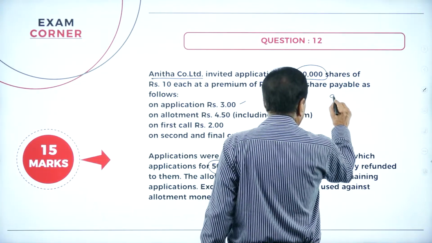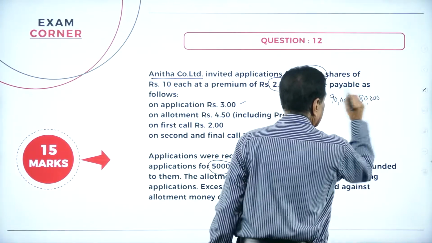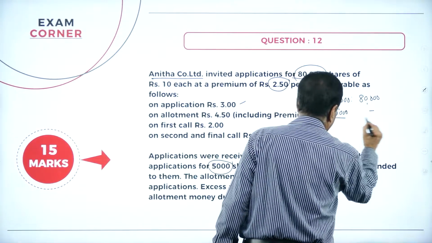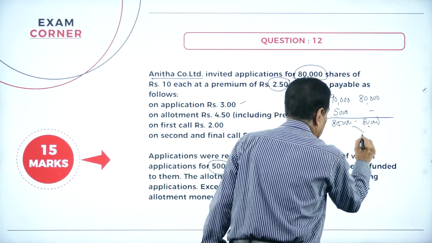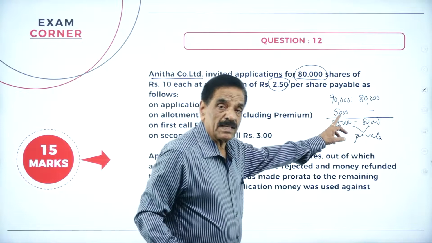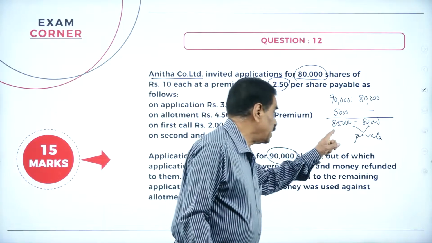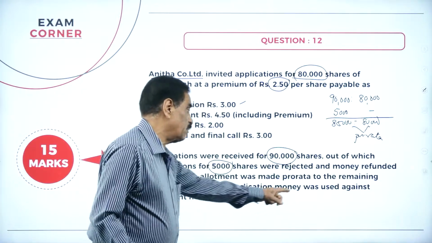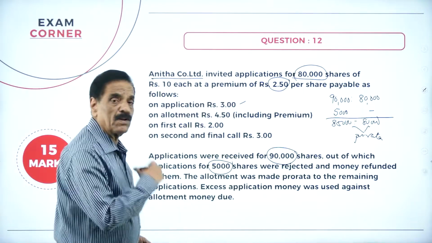You received 90,000 applications, but you have got only 80,000 shares. Here, 5,000 applications were rejected. No shares allotted. Balance is 85,000. You got 80,000. This is called pro rata allotment. How many applications? 90,000. How many shares? 80,000. How much rejected? 5,000. How much accepted? 85,000 for 80,000. The excess 5,000 adjustment: excess application money was used against the amount due on allotment. I will explain while you are passing the entry.